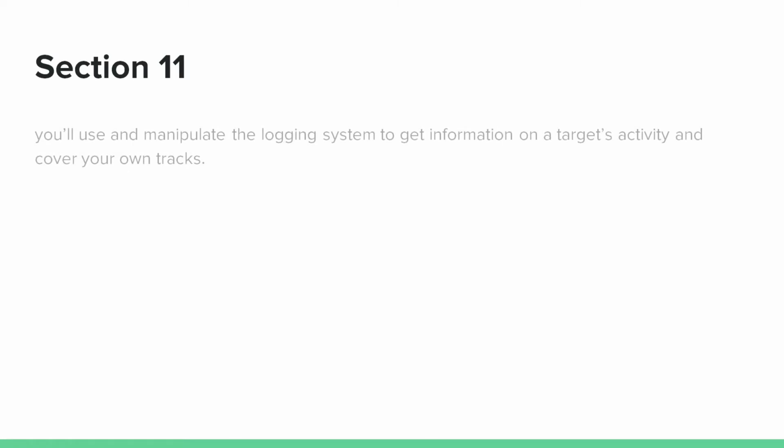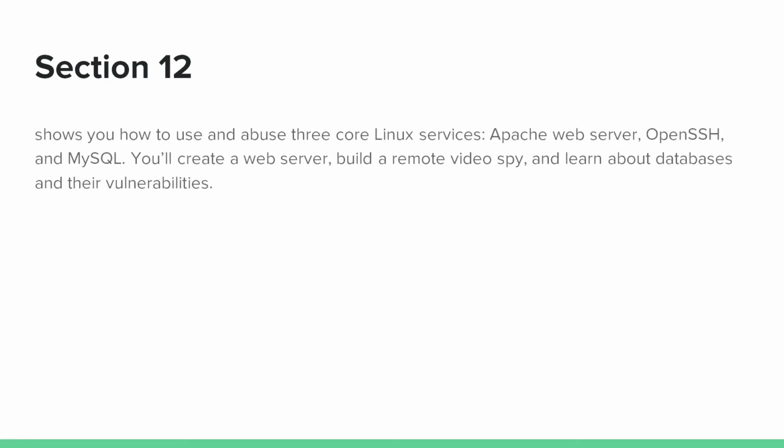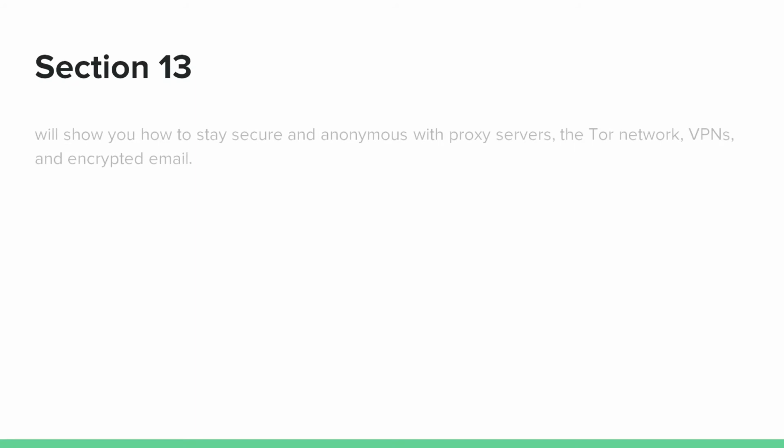In section 11, you will use and manipulate the logging system to get information on a target's activity and cover your own tracks. In section 12, it will show you how to abuse 3 core Linux services: Apache web server, OpenSSH, and MySQL. You will create a web server, build a remote video spy, and learn about databases and their vulnerabilities. In section 13, it will show you how to stay secure and anonymous with proxy servers, Tor network, VPNs, and encrypted email.